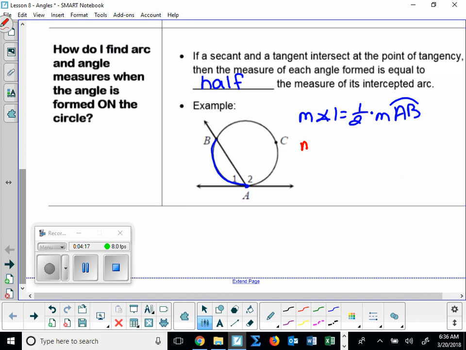So the measure of angle 1 is going to equal 1/2 the measure of arc AB. And the measure of angle 2 is going to equal half the measure of arc ACB. So when it's on the circle, it's half the intercepted arc. In the circle, it's half the sum. On the circle, it's half the intercepted arc.